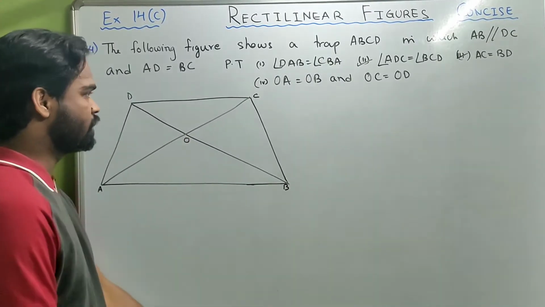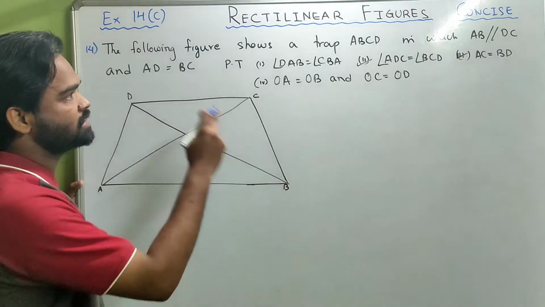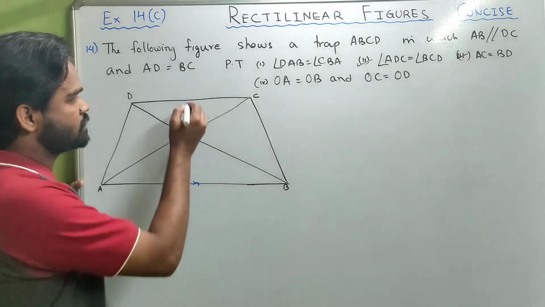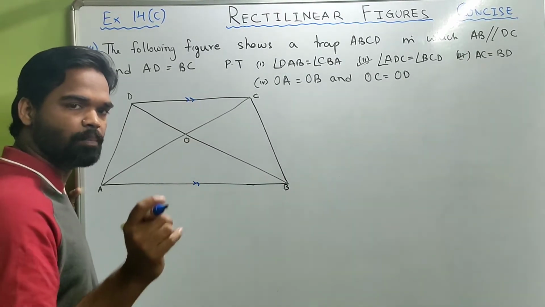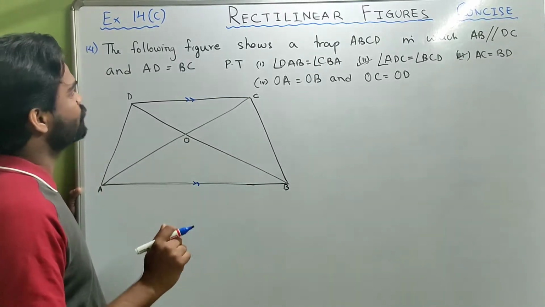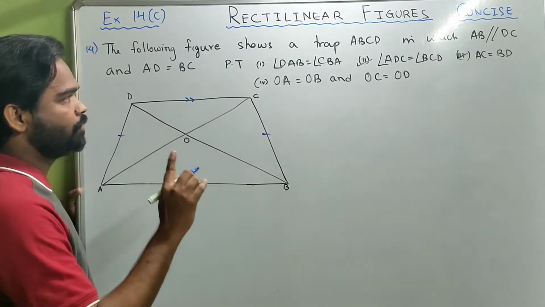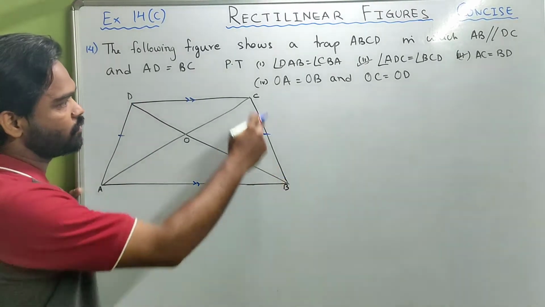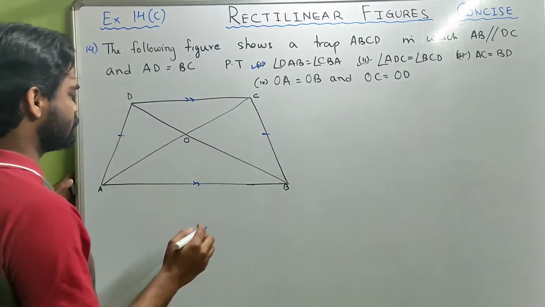Look at sum number 14, very interesting. The following figure shows a trapezium ABCD in which AB is parallel to DC. We know in a trapezium, one pair of opposite sides are parallel and the other pair is non-parallel. And AD is equal to BC. They have given this. Prove that angle DAB is equal to angle CBA. I'm taking the first part one by one.